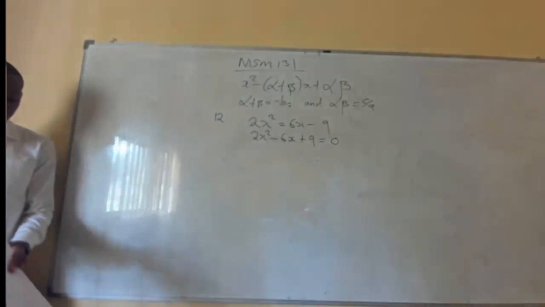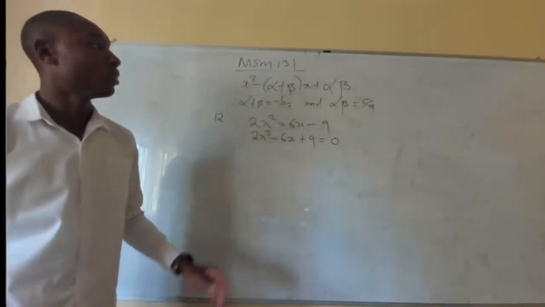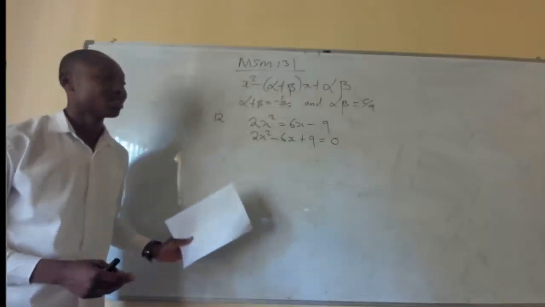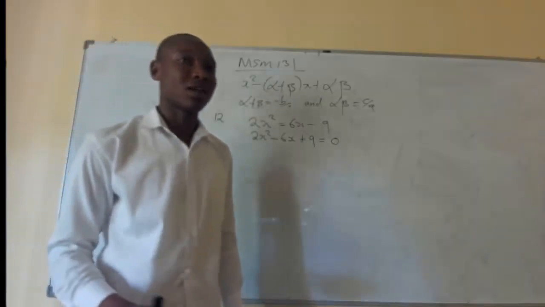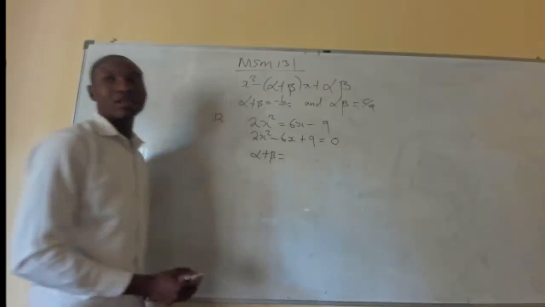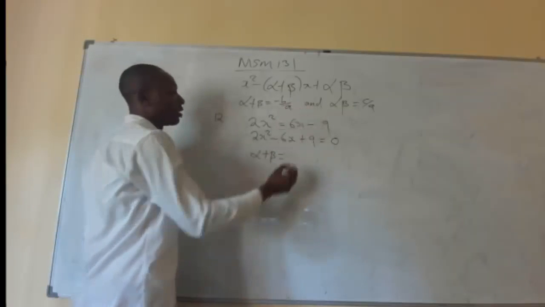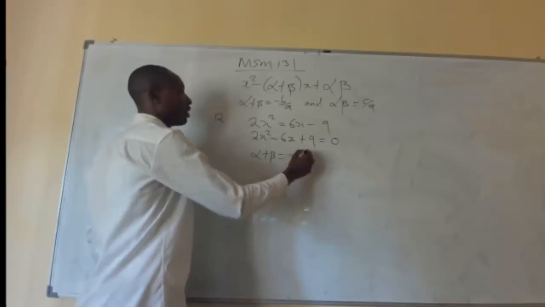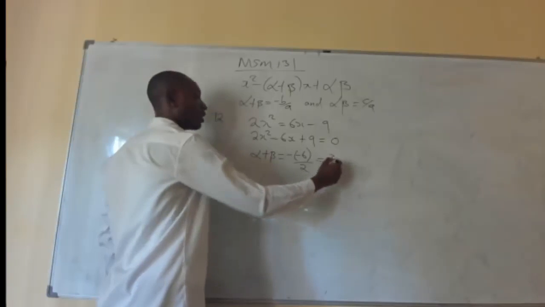Okay? Now, whenever you are faced with questions to do with the roots of a quadratic equation, you always have to first find the sum and the product. It's very important. So in this case, what is our sum? Our sum is -b over A. So what is B? If you identify here, our B is -6, so we have -6 over 2, which is just 3.